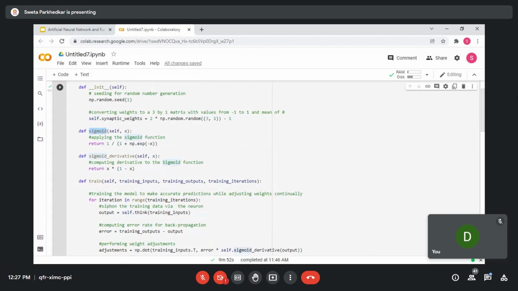And then after that I'll be computing the derivative of the sigmoid function. Why do I want a derivative? Because it should be from 0 to 1.